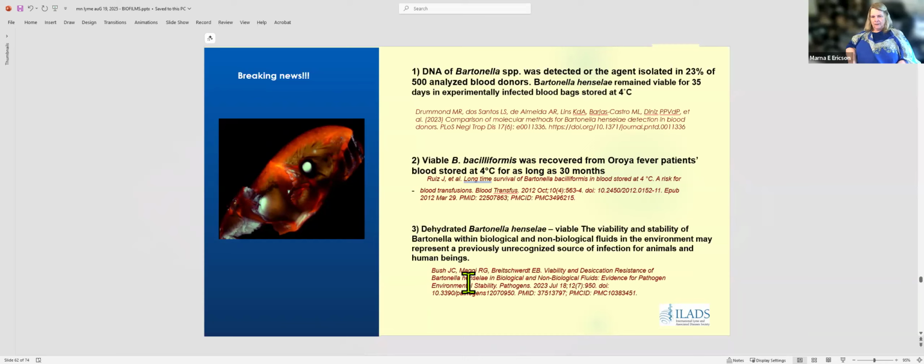And then again, Dr. Maggi and Breitschwerdt did another study recently, in 2023. They found that Bartonella henselae is viable in the feces of fleas that are on the cats that bite you. So they put the Bartonella into biological and non-biological fluids, like milk or serum, and they found that they were still viable and stable even though they were desiccated, that means dried out. I'm just trying to show everybody these guys are well equipped at sticking around.